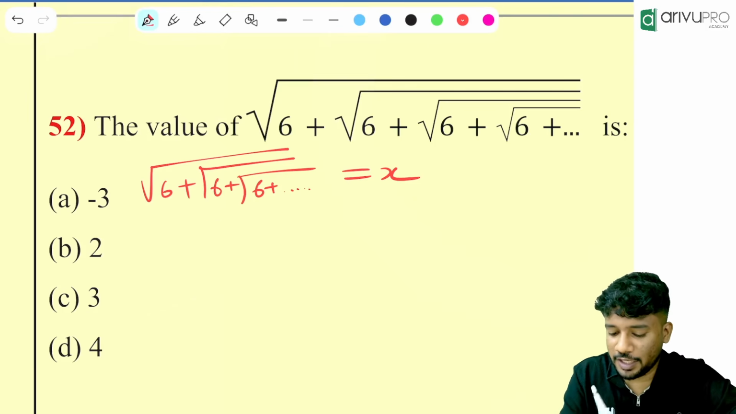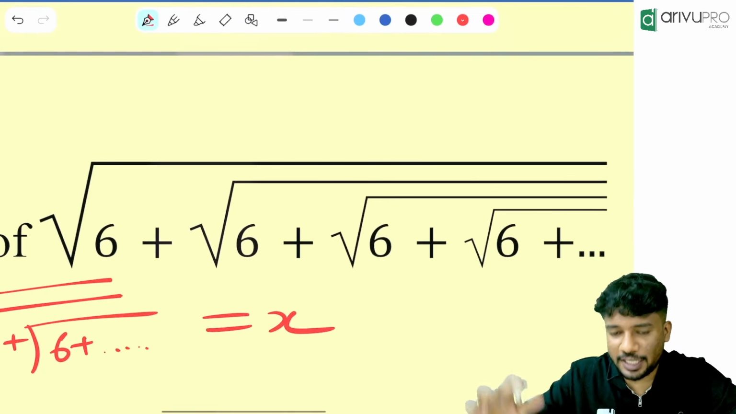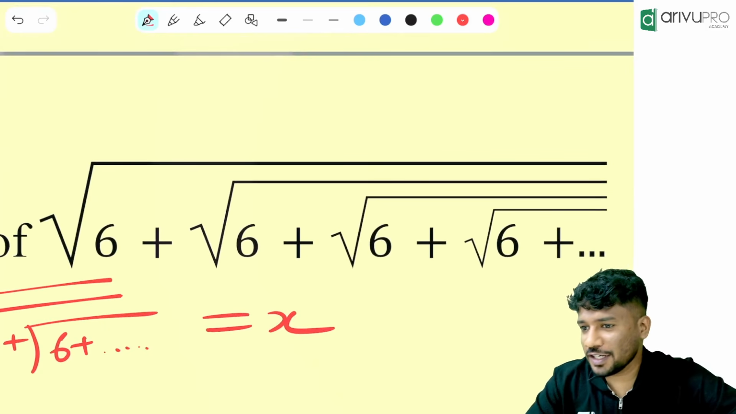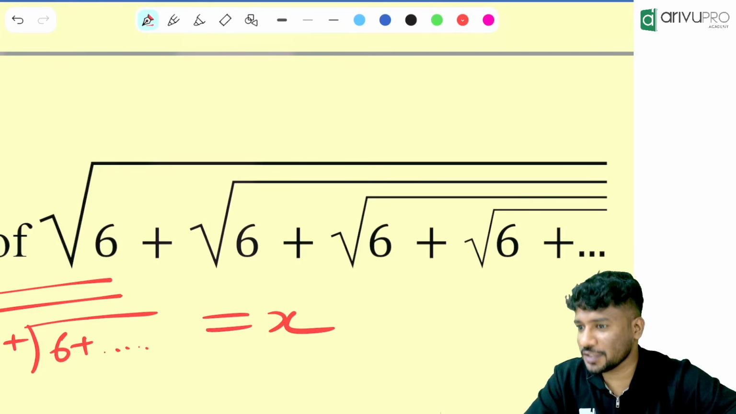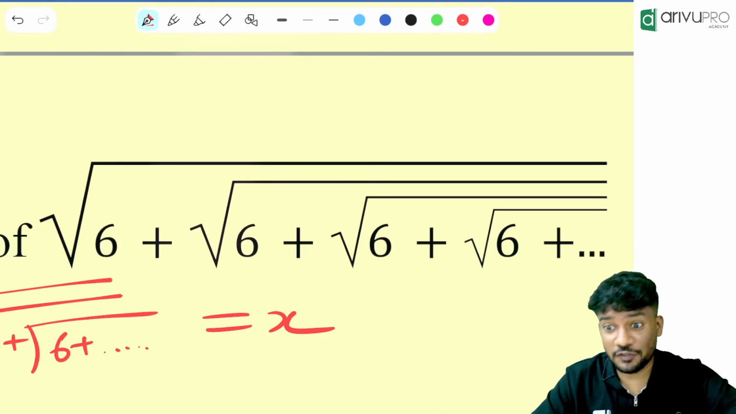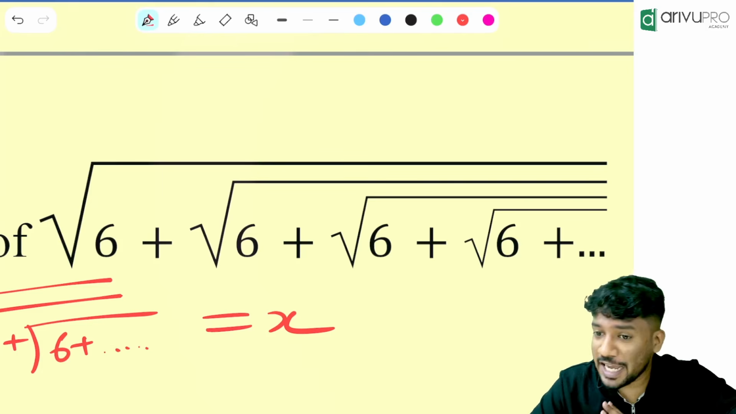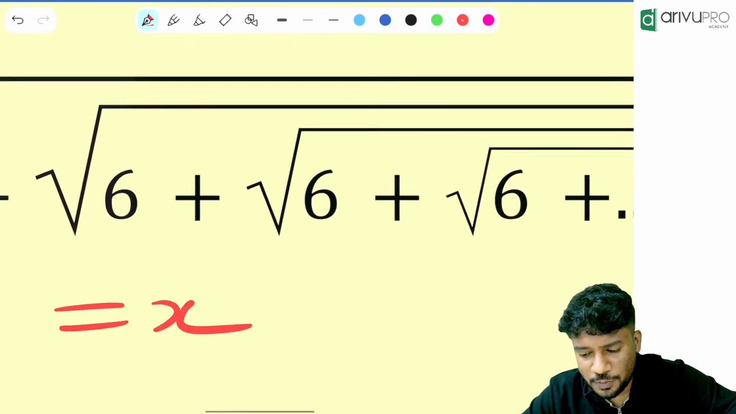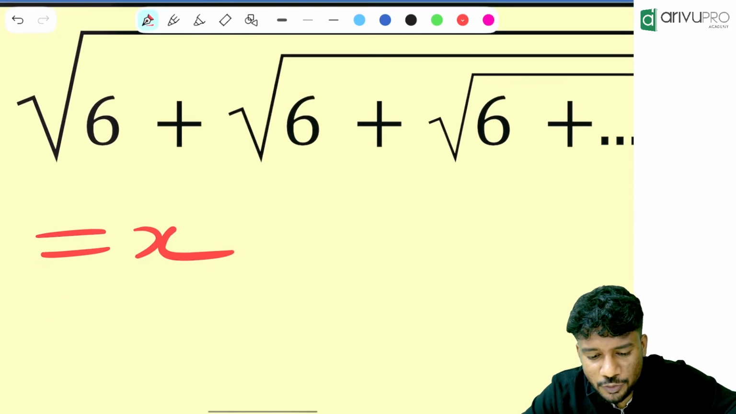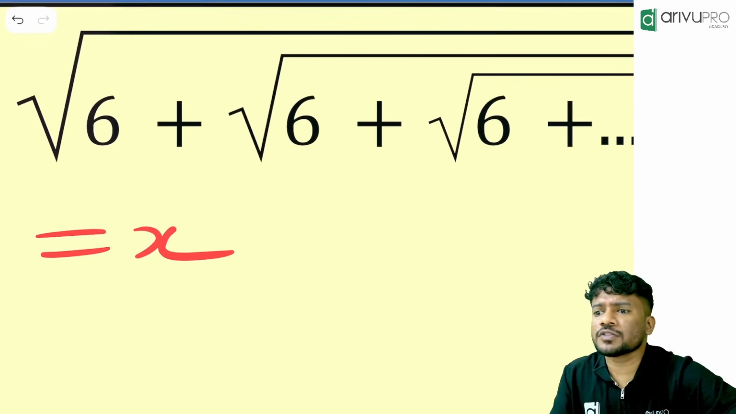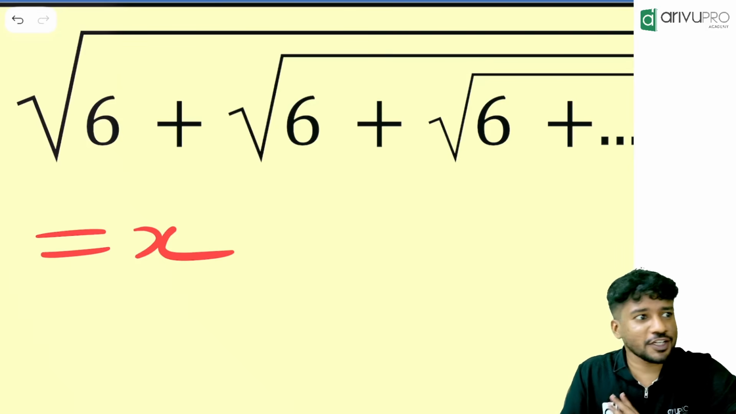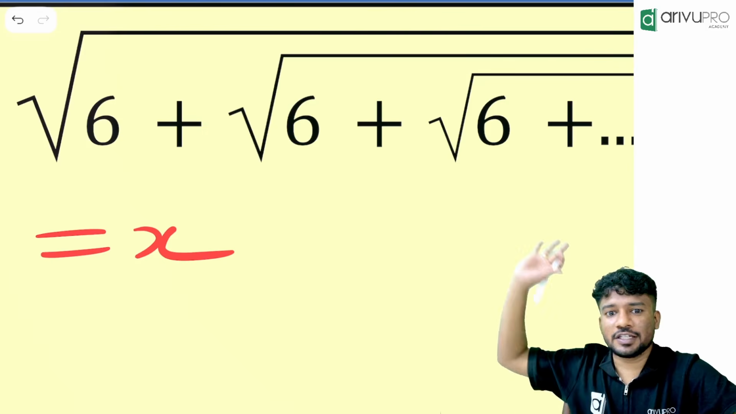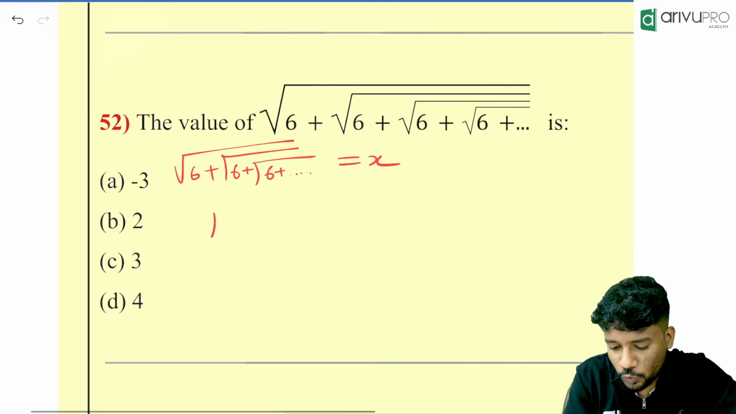Good part. Again, I will repeat it. Listen carefully. I assume this entire thing to be X: root of 6 plus root of 6 plus root of 6 plus etc. till infinity is assumed to be X. Now, if I zoom in, this thing inside the root is also X, because that is also going till infinity. So we will assume that root of 6 plus X is equal to X.